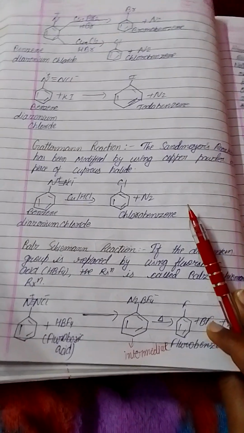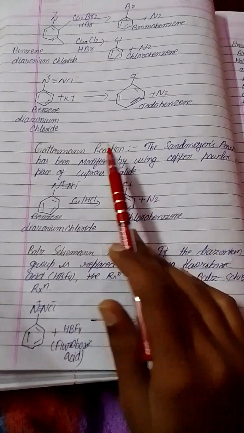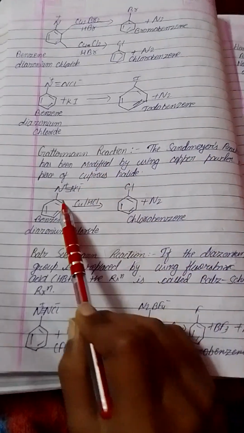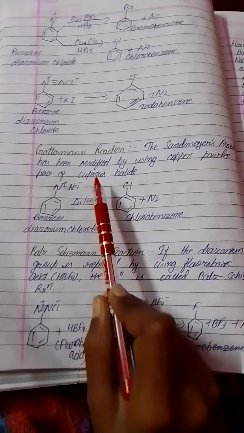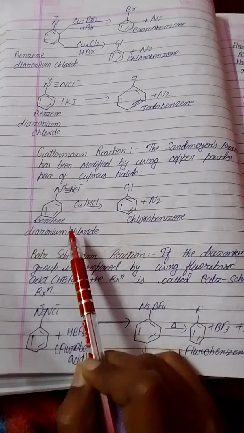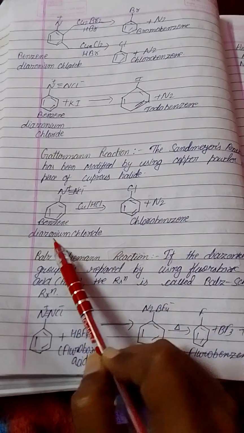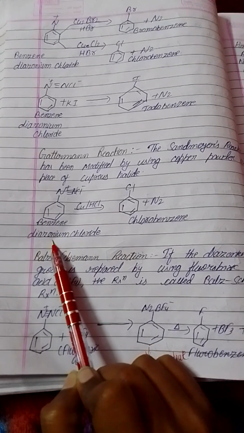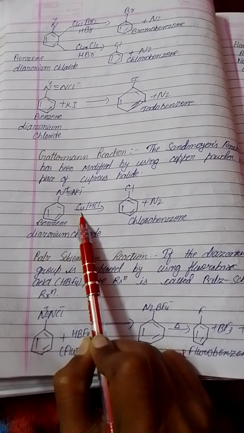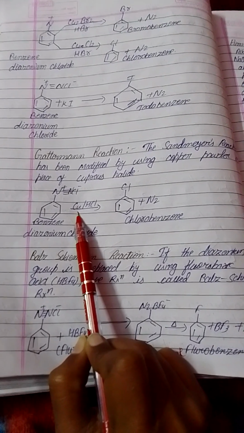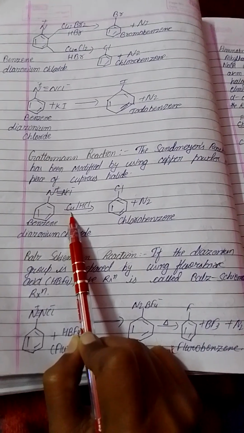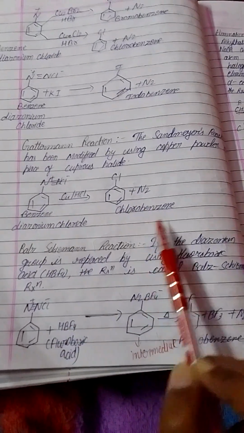Next is the Gattermann reaction. When the Sandmeyer reaction is modified by using copper powder instead of cuprous halide, it is called the Gattermann reaction. Here we have taken benzene diazonium chloride and it is treated with copper powder and it gives chlorobenzene.